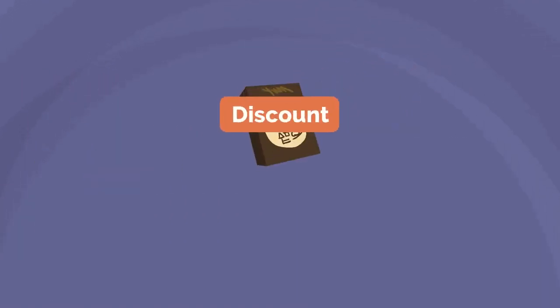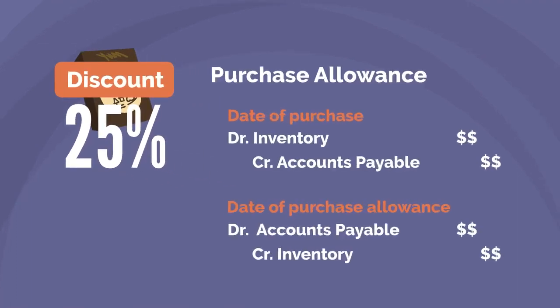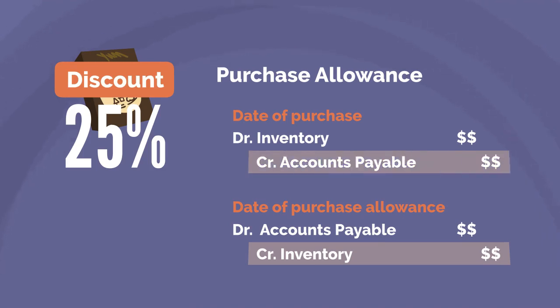In this example, if the seller opted to give Tom a 25% discount on the faulty beans, Tom would credit 25% of the cost of inventory to the purchase discount and credit the remaining 75% to the cash account when settling the payment made on accounts payable.